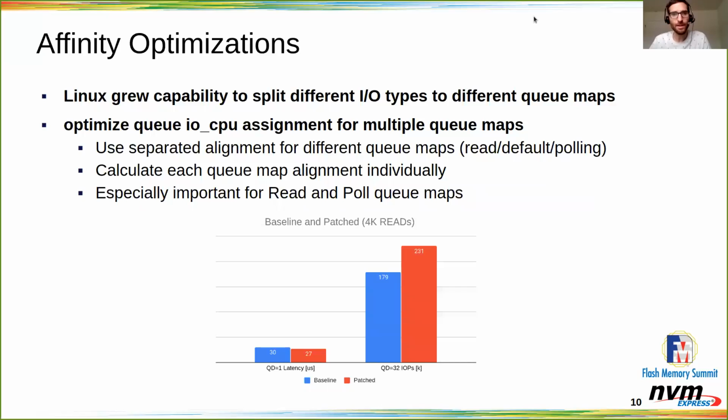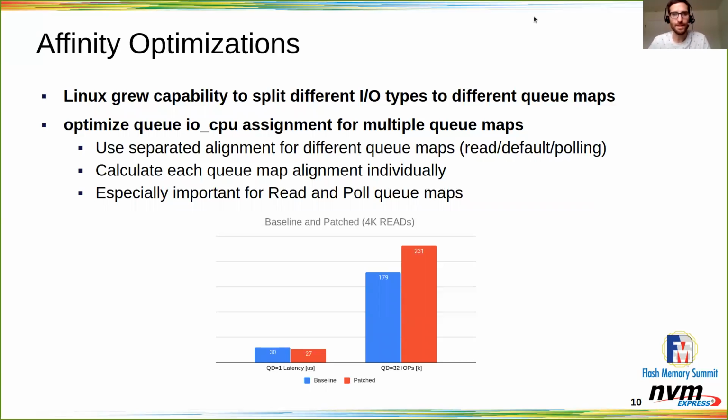Next, we have affinity optimizations. Now that we have different queue maps, the question is how they affinitize to I/O threads and how that affinitizes to applications. Basically, every NVMe TCP queue in Linux has an I/O CPU that defines where the I/O context runs.